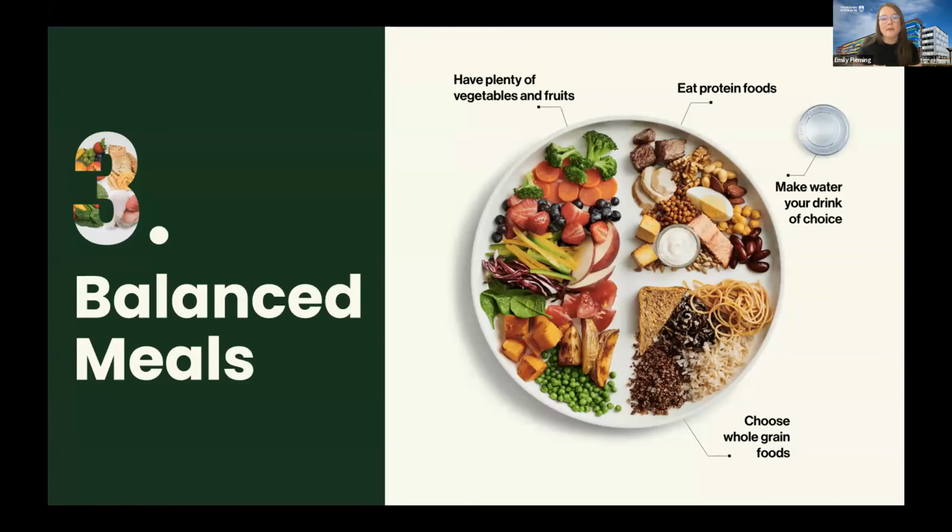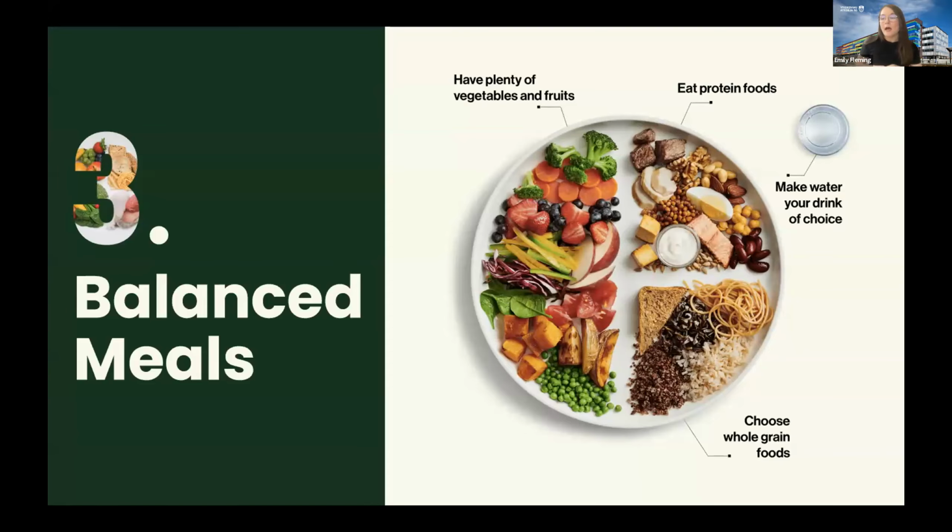But we want our plate to be about a half plate vegetables or fruits because that has that fiber that we're looking for. We want about 1/4 of our plate or 1 to 2 fists to be those carbohydrate foods. And we want to choose those whole grains. We talk about whole grain pasta, roti, bread, parboiled rice, oatmeal, and then about 1/4 of the plate to be protein foods.